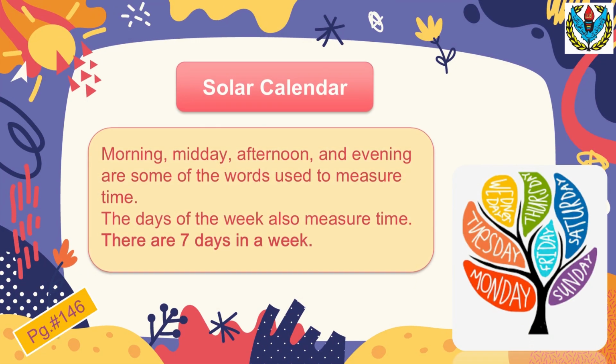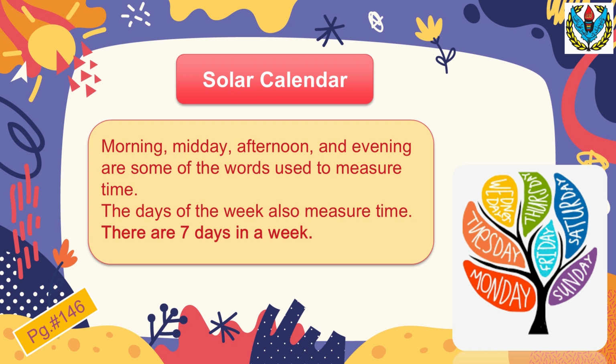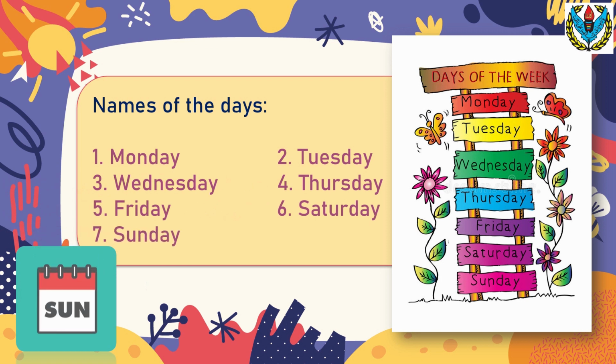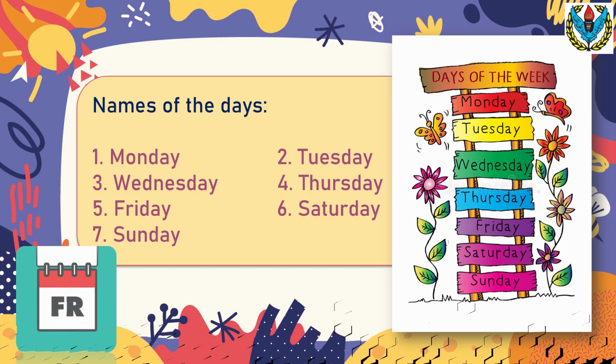It is a time of the solar calendar. Morning, midday, afternoon and evening are some of the words used to measure time. Students, always remember we have 7 days in a week. The days of the week also measure time. There are 7 days in a week. Students, now we will learn the names of the days. Monday, Tuesday, Wednesday, Thursday, Friday, Saturday. Very lovely day, holiday, Sunday.